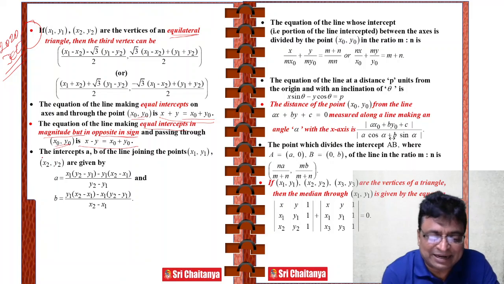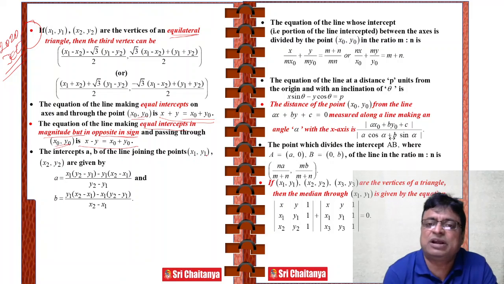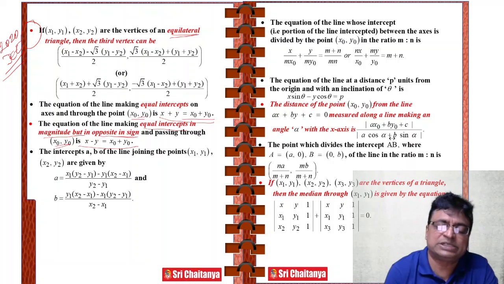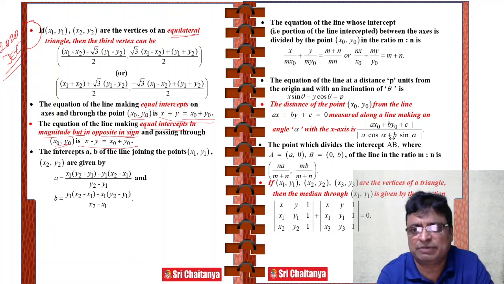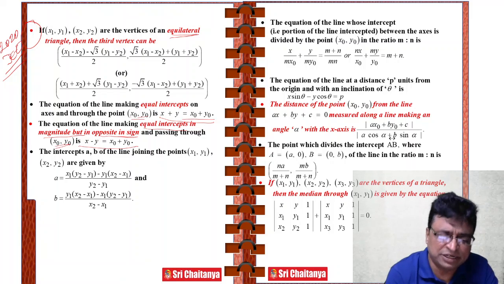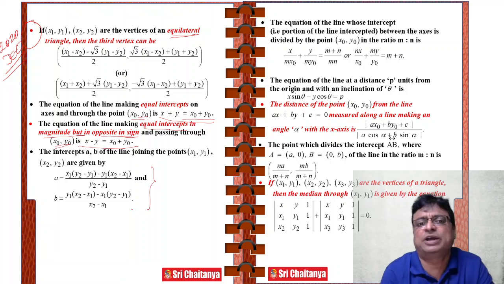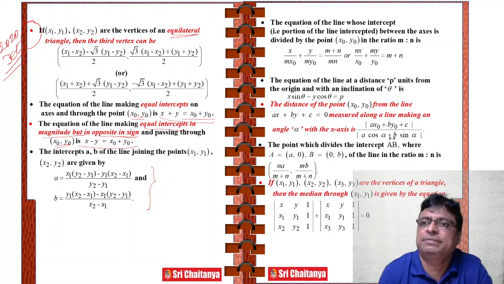Clear? Then the intercepts A and B of the line segment joining the points. Actually, how to find x-intercept and y-intercept? When 2 points are given for you, then you have to find the equation of the line. After that, conversion into x by a plus y by b equal to 1, then you will find x-intercept and y-intercept. Instead of that, directly with the help of this formula, you can find the intercepts on paper directly.